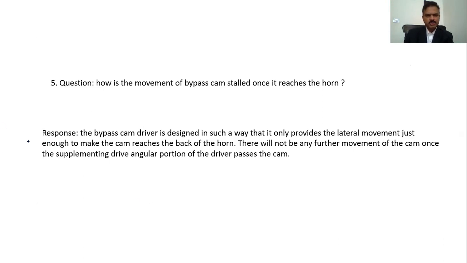And just one more question: how is the movement of the bypass cam stalled once it reaches the horn? You want the bypass cam to operate earlier than the PS cam, but what will happen to the bypass cam after it touches the horn or the part? It should not move forward, right? So the arrangement is this: even though the bypass cam driver is longer, the engagement angle is cut to a very small length, and that length is maintained just enough for the cam to move forward and just stay behind the other flange, the opposite side flange. For further movement, once the cut angular portion passes the supplement angle of the bypass cam, it's the straight portion which is going to rub at the tail, and it's not going to create any lateral movement. So this is how it is being controlled.